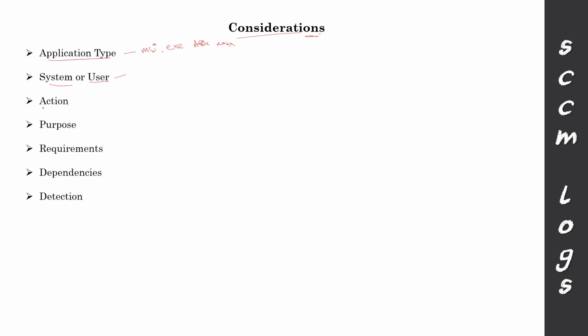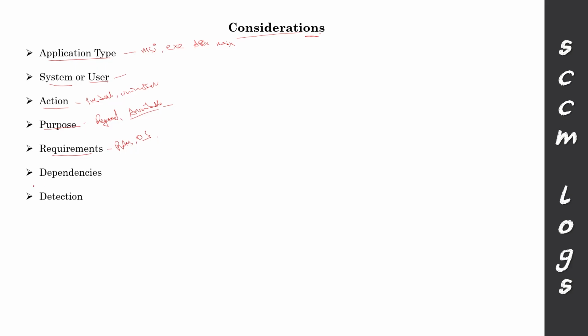Okay. And then the action. Action means what you are going to do. You are going to install the application or uninstall the application. Okay. And purpose. Is this a necessary application or not? If it is a necessary application, we can use the required mode, or if it is a normal application, you can deploy it as the available mode. In the available mode, the application will be available in the software center. The user can install it whenever he requires that application. The requirements, as I already mentioned, like RAM requirements and the OS requirements like Windows 10 or 11.